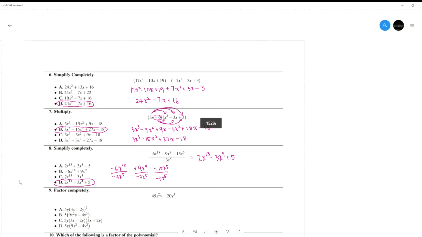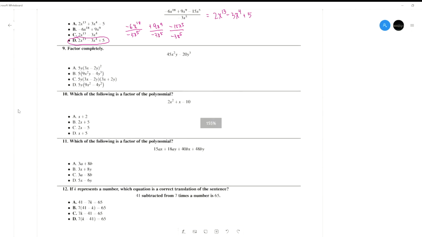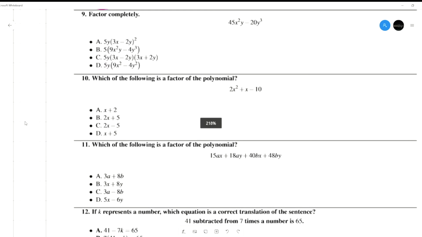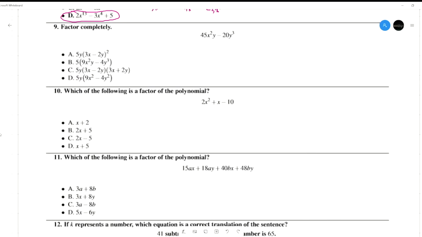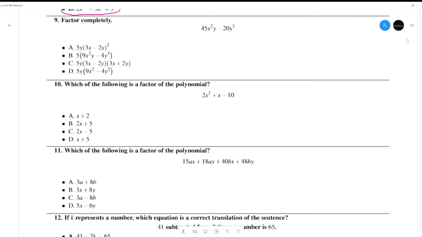Okay, let's move on. The next 3 are factoring problems. So I'll give you a few minutes to try that.